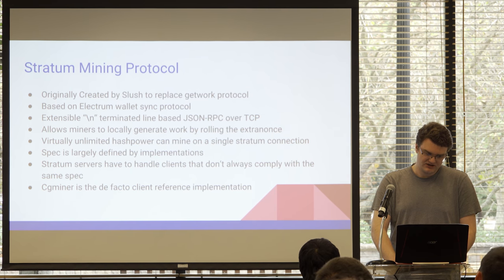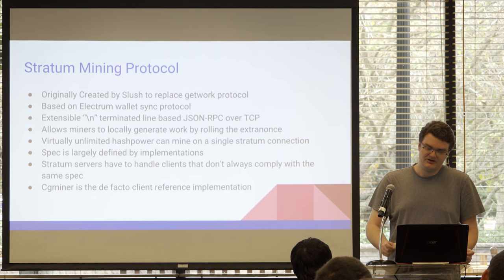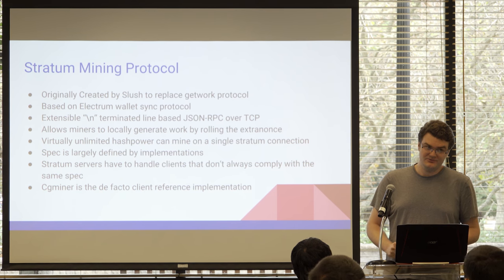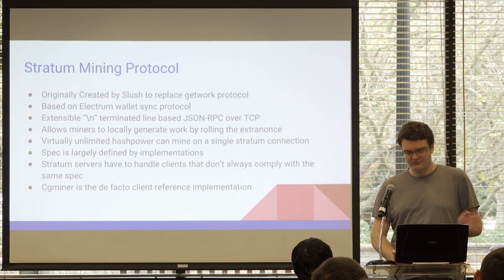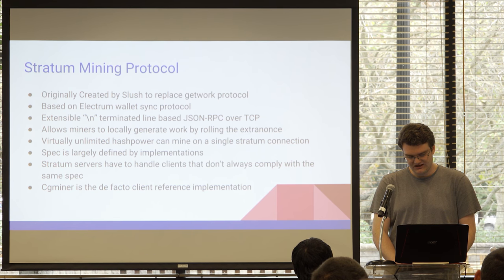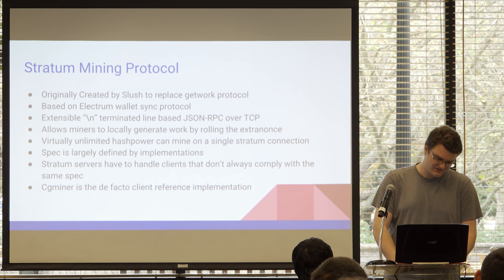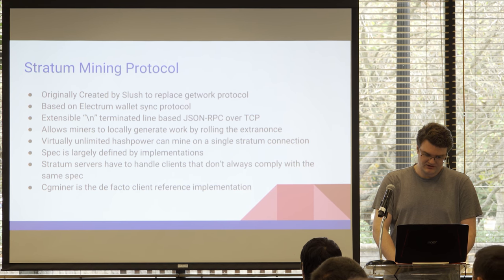And the main difference between the Stratum protocol and Getwork is that it allows the miner to essentially locally generate the work that you would normally have to get from the pool for Getwork. So it's giving you a template to do local Getwork effectively. And this allows basically an unlimited amount of hash power on a single connection with the same bandwidth.